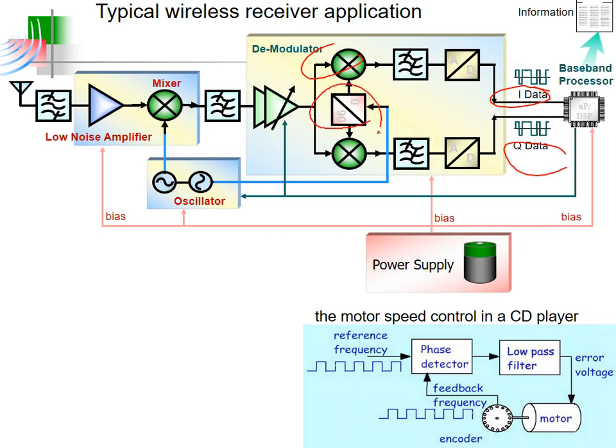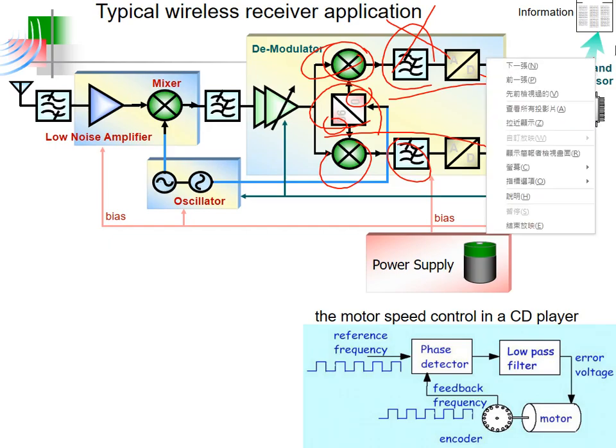Okay, but how to recover it? We need to regenerate 0 degree in phase and 90 degrees out of phase. For such kind of, again, we call it mixer, analog multiplier, 乘法器, 类比乘法器. After that, again, we filter out the high frequency one to get the baseband.